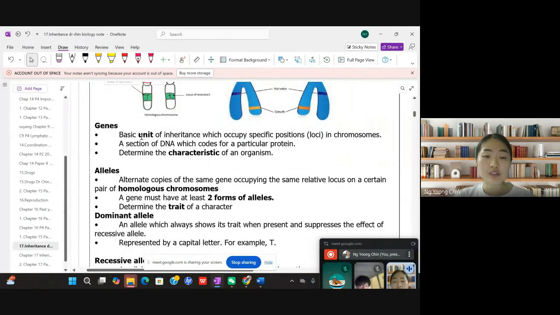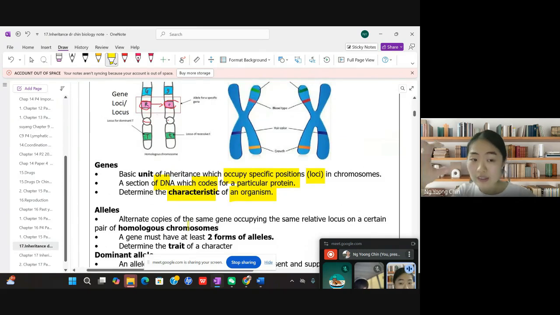So a gene is referred to as the basic unit of inheritance, which occupies a specific position, we call it loci, on the chromosome. So a section of DNA can code for particular proteins. And then the genes help to determine the characteristics of an organism. So this is just the function of genes. Genes refer to those that later can be expressed and become a real protein. So this is not a gene.